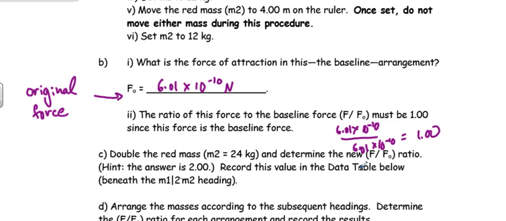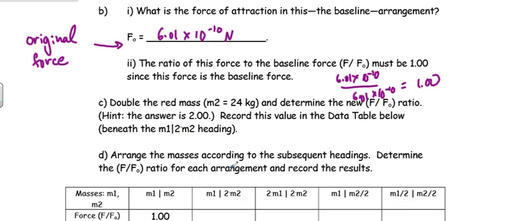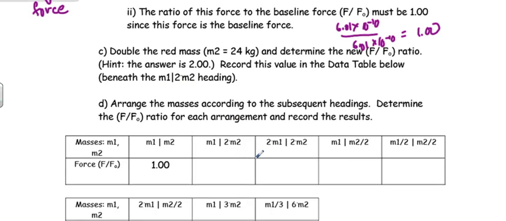Now what we're going to do is do some modifications. So double the red mass, determine the new ratio. Hint, the answer is 2. Record this value in the table below beneath M1/2 times M2. And then do the rest of these. Okay, so let's look at it.